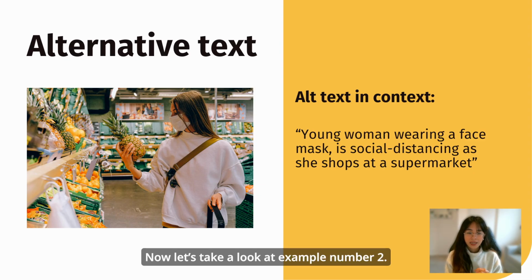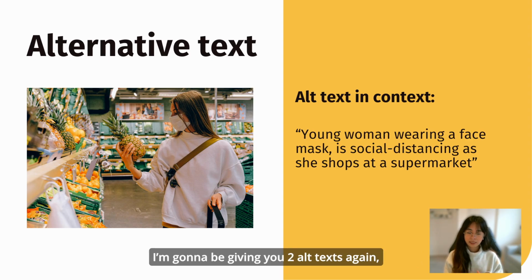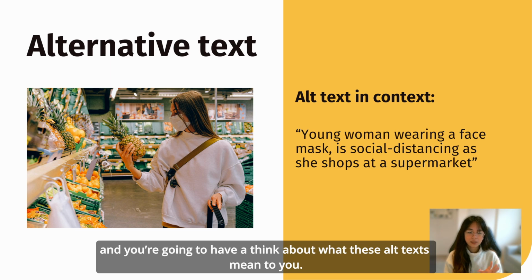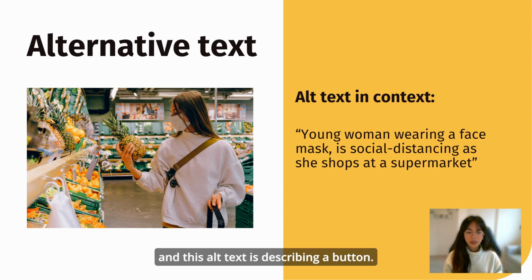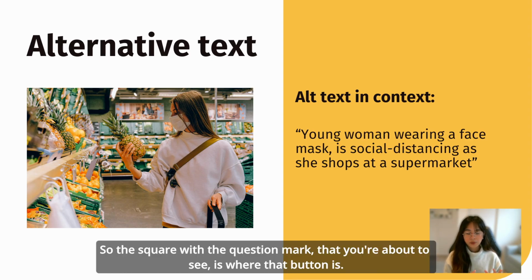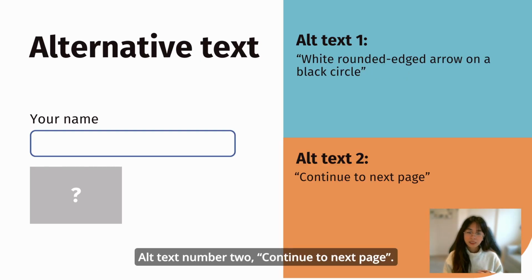Now let's take a look at example number 2. We're going to be looking at functional images this time, and I'm going to be giving you 2 alt texts again, and you're going to have to think about what these alt texts mean to you. So for context, let's imagine that you're filling out an online form, and this alt text is describing a button. So the square with the question mark that you're about to see is where that button is. So alt text number 1, white rounded edged arrow on a black circle. Alt text number 2, continue to next page.